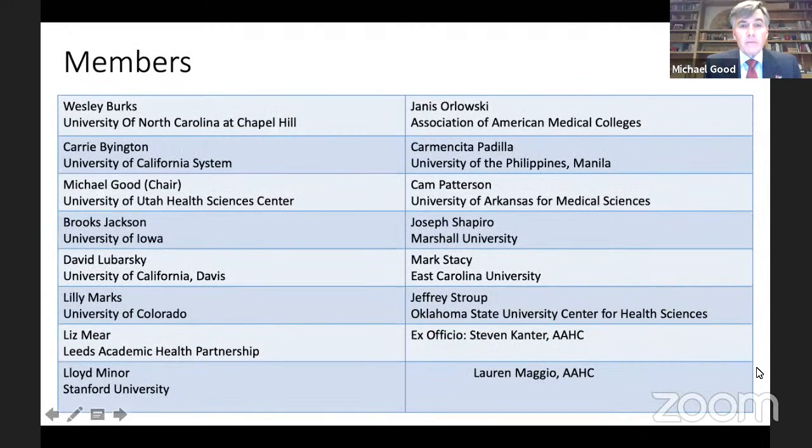These are the members of the President's Council for the past year. And I highlight Dr. Mir from the Leeds Academic Health Partnership, and also Dr. Carmen Padilla from the University of the Philippines, who were members of our President's Council from AAHCI, our international component of our organization. Next slide.